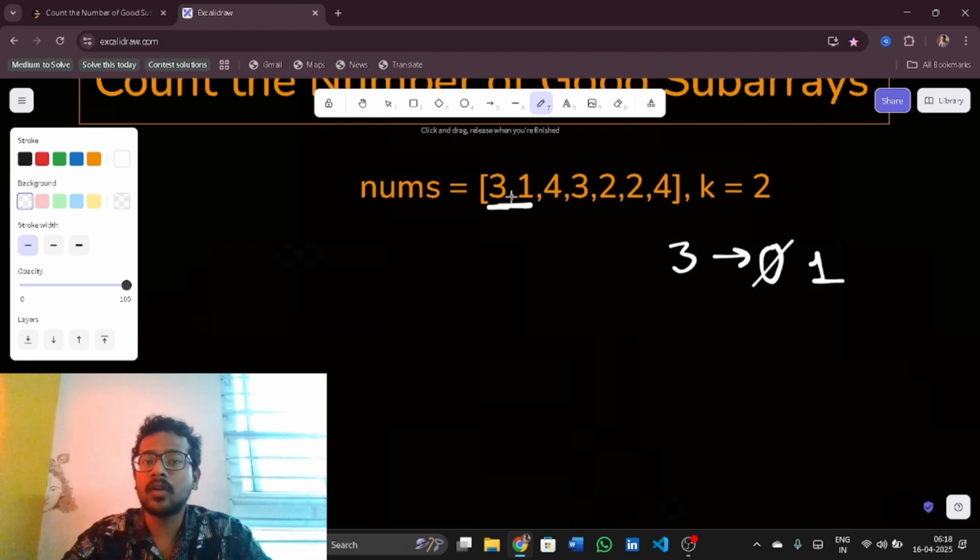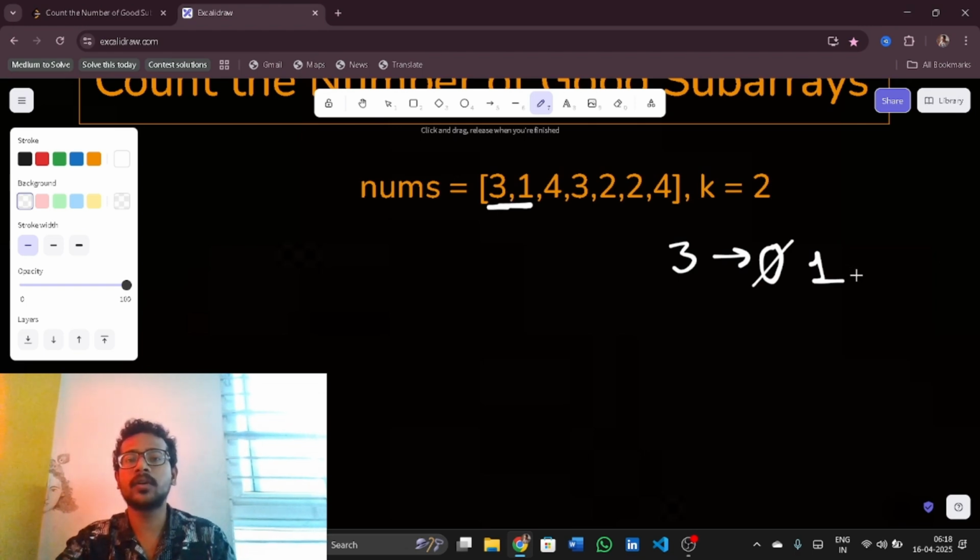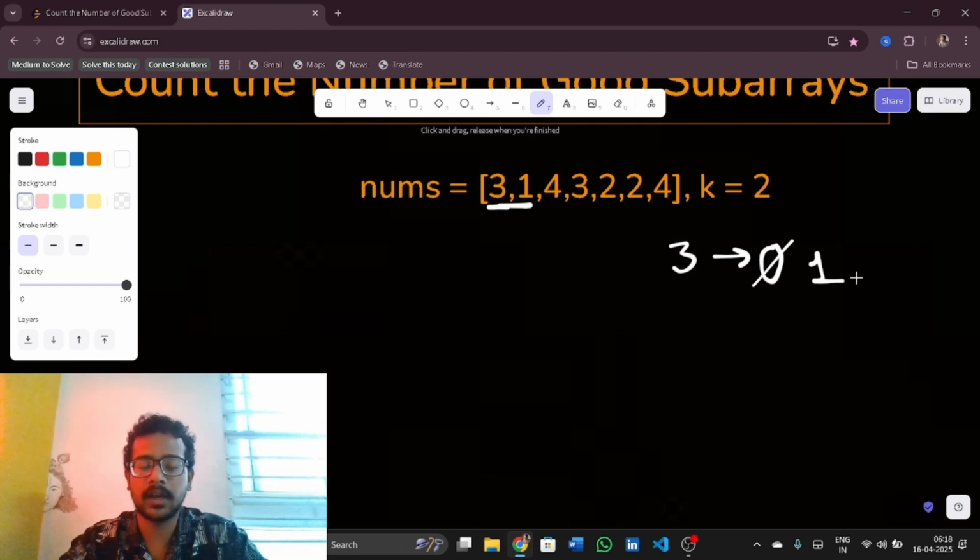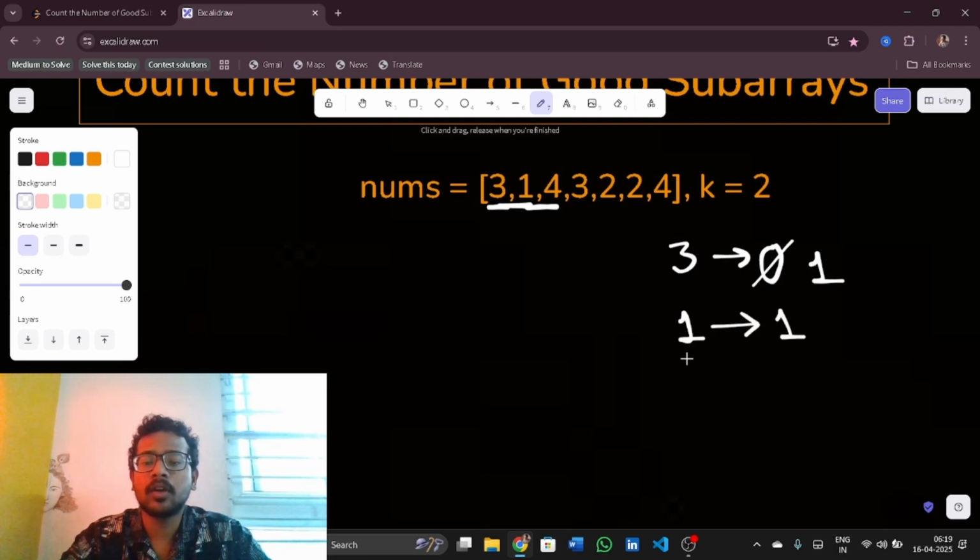So not before going to the right. Before going to the right, I won't increment the count. Only after going to the right, then I'll increment, or after checking, I'll increment the count. Now 1, how many times have I seen 1? 0 times. Now I have gone to 4, but before going to 4, 1 is present for 1 time. Now 4 is present for how many times? 0 times. Why am I checking it? I'll tell you in a few seconds.